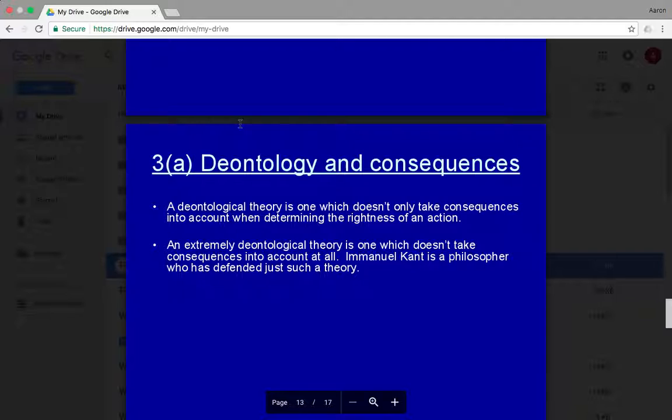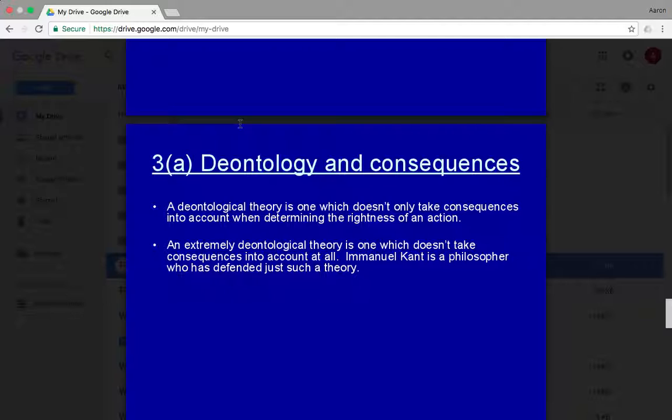Okay, moving on a little bit. We finished our discussion of utilitarianism, brief as it was, and let us now proceed to discussing a theory which is very much its opposite. If you remember, a deontological theory is one which doesn't only take consequences into account when determining the rightness of an action. This has historically not been how this term deontological has been defined, but Vaughan is just highlighting the difference between how consequence-based theories and non-consequence-based theories operate, and he's simply defining deontological as more or less the opposite of a consequentialist theory. So an extremely deontological theory is one which doesn't take consequences into account at all.